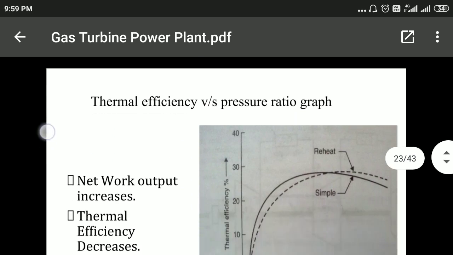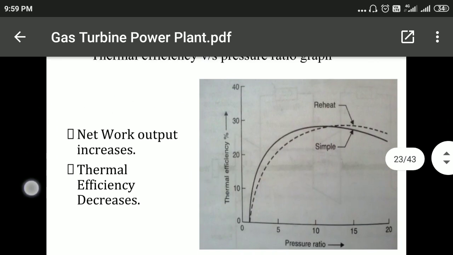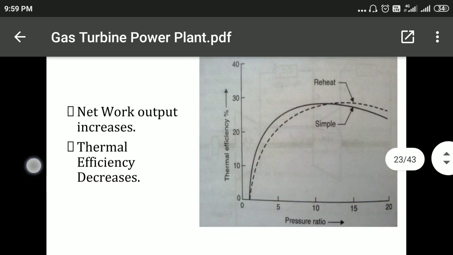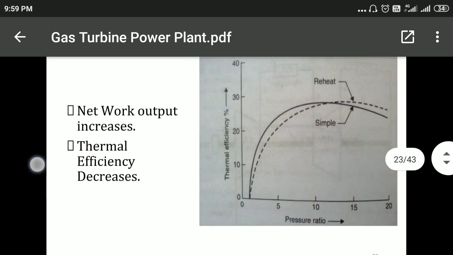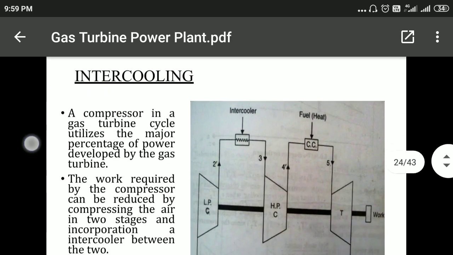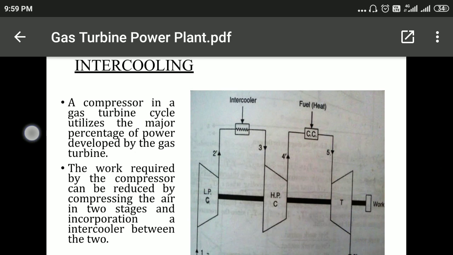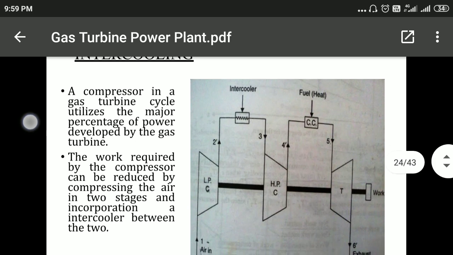So the thermal efficiency versus pressure ratio graph is given here, where the net work output increases, but the thermal efficiency, due to pressure ratio and other things, somewhat decreases. So next one is your intercooling. Again, it is a device for improvement of the performance. So how it performs better is given here.